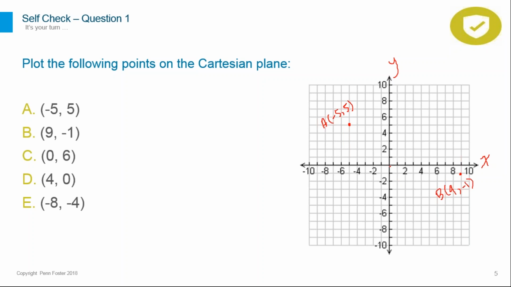For point C, x is 0. So I have to start on the origin, and then I'll go up 6 points since y is +6. And that would be right on the y-axis, (0, 6). D is (4, 0). So 4, and we're not going to go up or down, so it's going to be right on the x-axis. That is D, (4, 0). The last point, E, is going to be -8 and then -4. So that is E, (-8, -4).